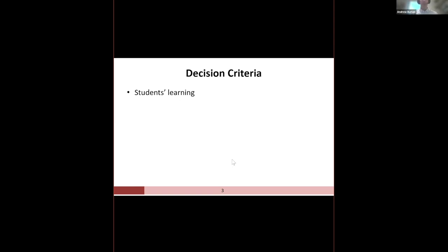Now, another decision criterion, and this has received a lot of attention, is cheating and plagiarism. Of course, we do not want the advent of AI to result in cheating and plagiarism. And so there's a lot to say that's valid about that, but I want to issue what I see as a few warnings.